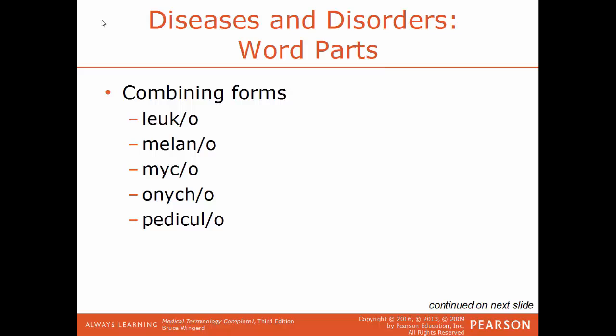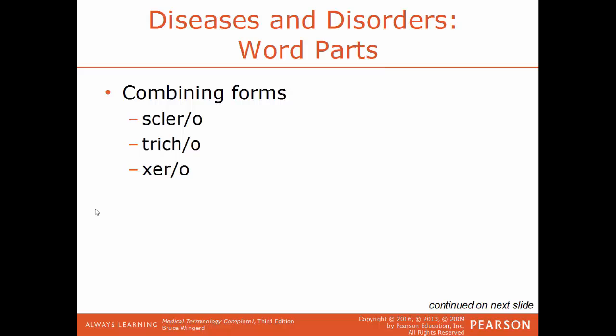Onycho is a reference to a nail, such as a toenail or a fingernail. And last term on this page, pediculo, is a reference to lice or a louse. See the next one, sclero, is a reference to the sclera, which is the white part of the eyeball itself. Tricho is a reference to hair. And the last one, xero, is a reference to being dry or dryness.